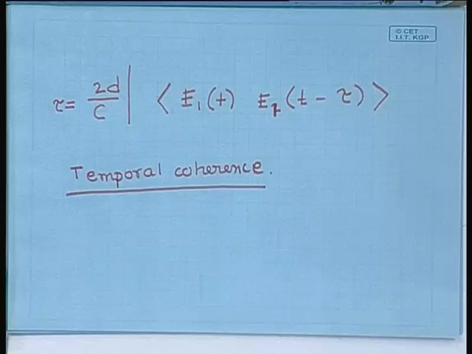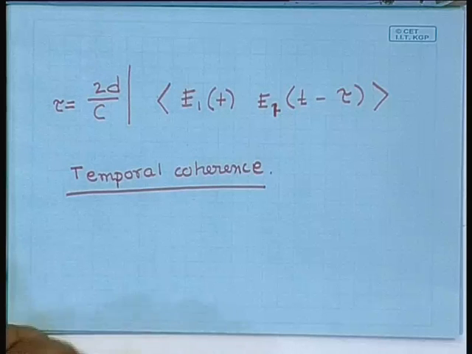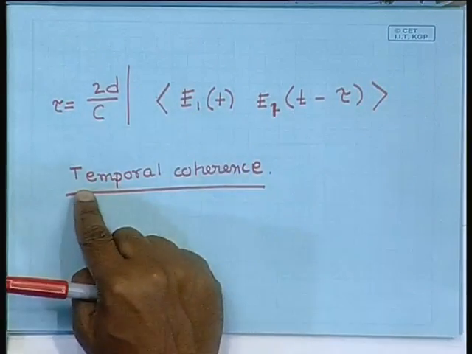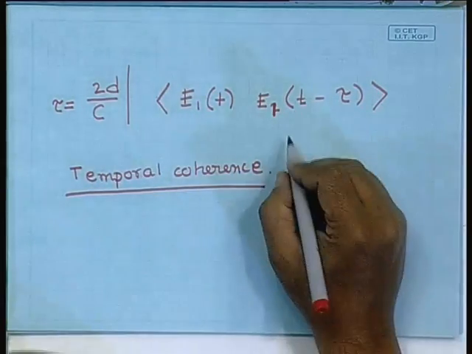So, by spatial coherence we had meant the coherence between the same wave, but at two different points, the vibrations at two different points. Temporal coherence, we mean that the same wave, you put a time delay and then look at the coherence between the wave. So, you are now superposing a wave with itself, but with a time delay.